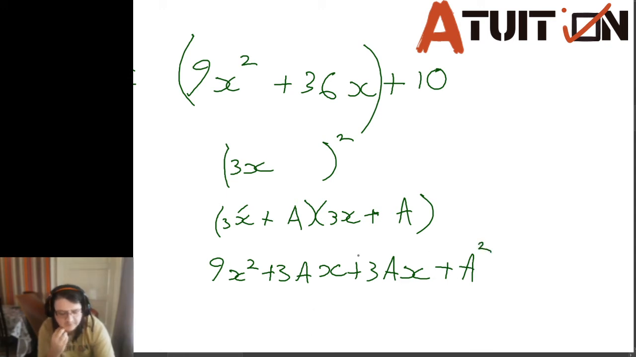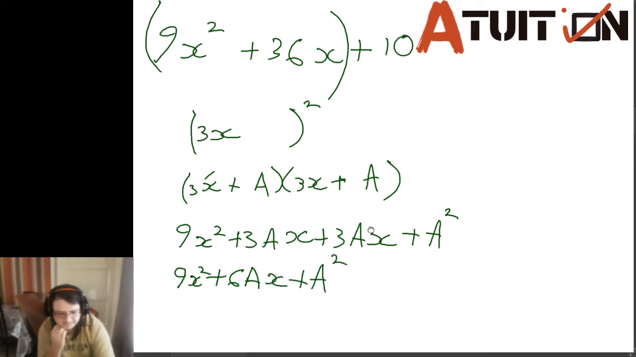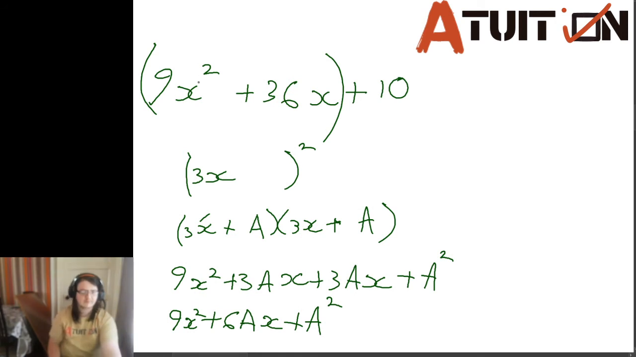Alright, 3ax and 3ax is 6ax. So we've got 9x squared plus 6ax plus a squared. That's got to be the same as this. The 9x squared bit's right, but instead of the 36x, we've got 6ax. So we can figure out what a is by dividing 36 by 6.